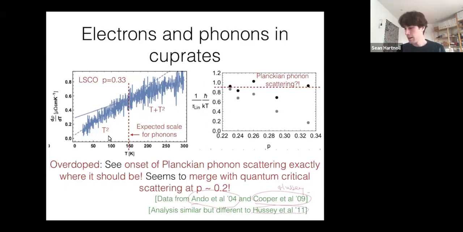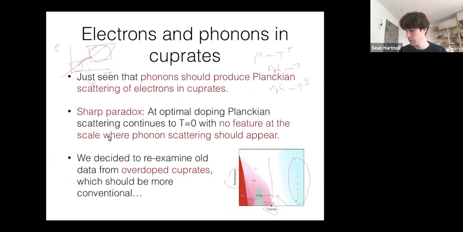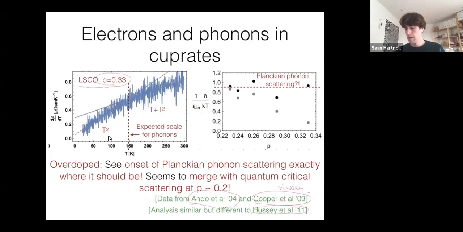Okay, so this is LSCO overdoped, way past the dome. Okay, over here. I'm over here. This is the derivative of the resistivity with respect to temperature. It's a bit noisy, obviously, right? Because it's some numerical derivative, but I think the trend is pretty clear. And so let's just focus on mine for a second.